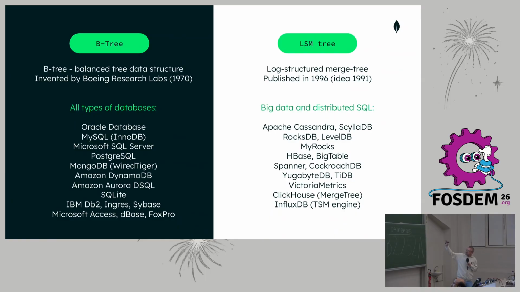Those are examples of databases using B-trees or LSM-Trees, just to show that it's not only the old databases that use B-trees. For example, AWS has all kinds of databases. Most of them use B-trees. And in the LSM-Trees, of course, you see the big data databases, but you see SQL databases.